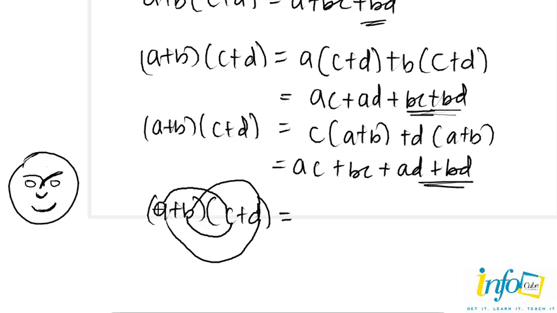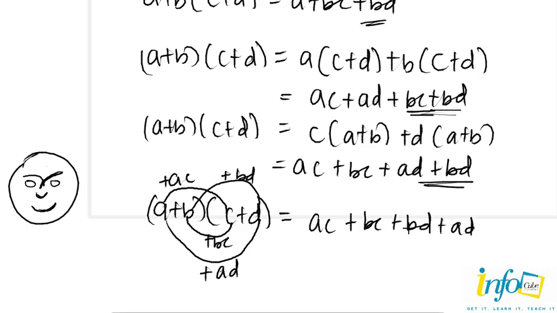So in other words, let's pick them. A times C gave us AC, then B times D will give us plus BD, B times C will give us plus BC, and A times D will give us plus AD. Now let's write them out. You have AC plus BC plus BD plus AD. Now if you check very well, you see that they are the same thing as the other ones. You have AC, BC, BD, and AD. So they are the same thing. These are the three methods of solving this particular type of expansion.